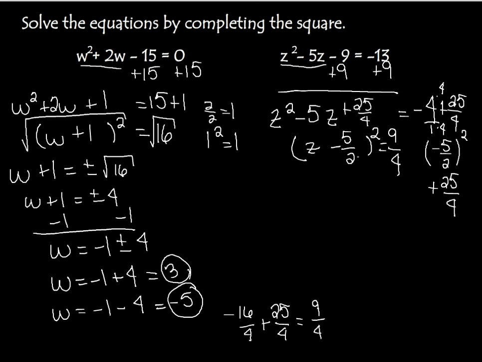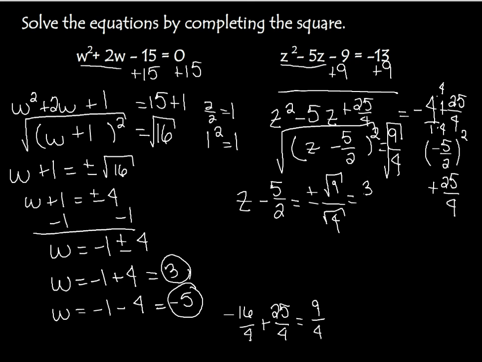Okay. Now I'm going to take the square root of both sides. So I'm going to have z minus 5 halves equals plus or minus. Now I can break these up into the square root of 9 over the square root of 4. Well, the square root of 9 is 3, and the square root of 4 is 2. So I'm going to have z minus 5 halves equals plus or minus 3 halves.